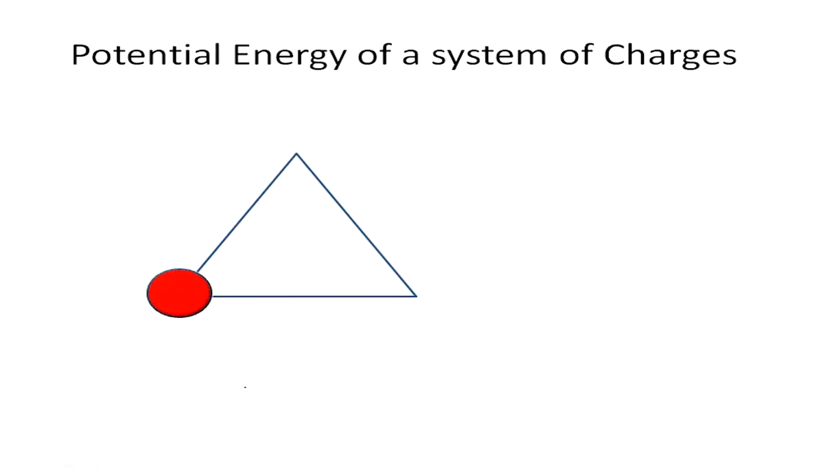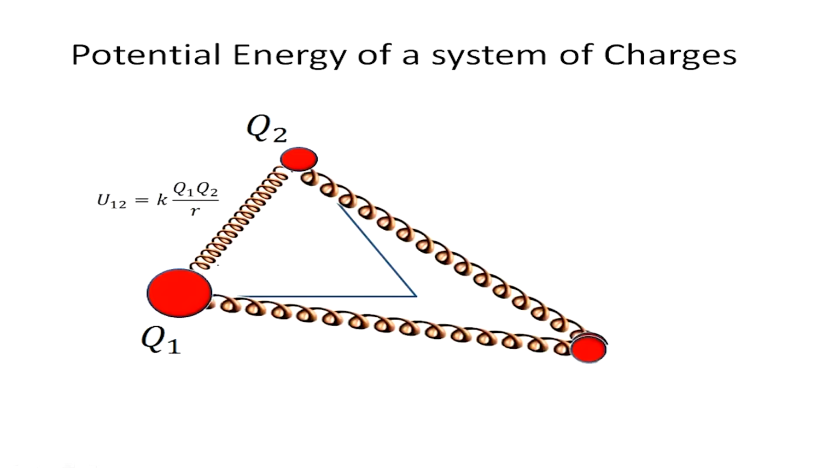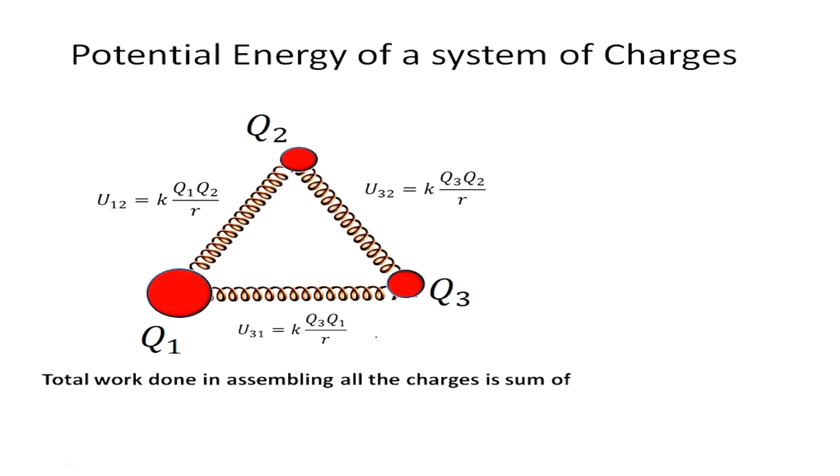So, U12 is equal to K Q1 Q2 upon R, where R is the side of the triangle. For Q3, due to Q2, the energy U23 is equal to K Q2 Q3 upon R. And due to Q1, for Q3, the energy U31 is equal to K Q1 Q3 upon R. The total energy is the sum of all energies.